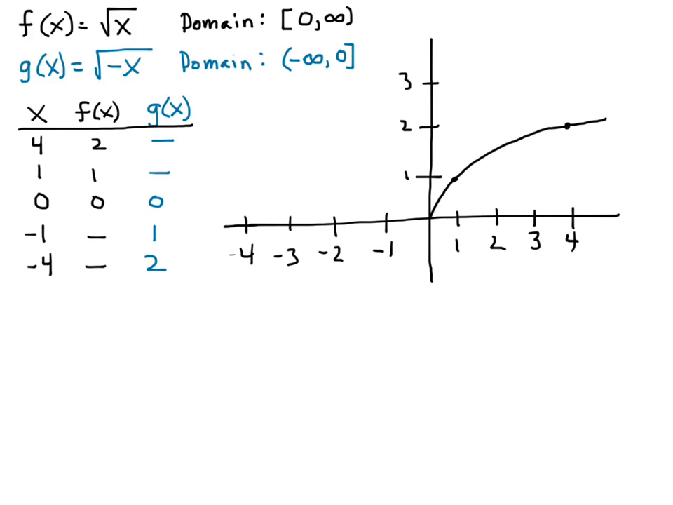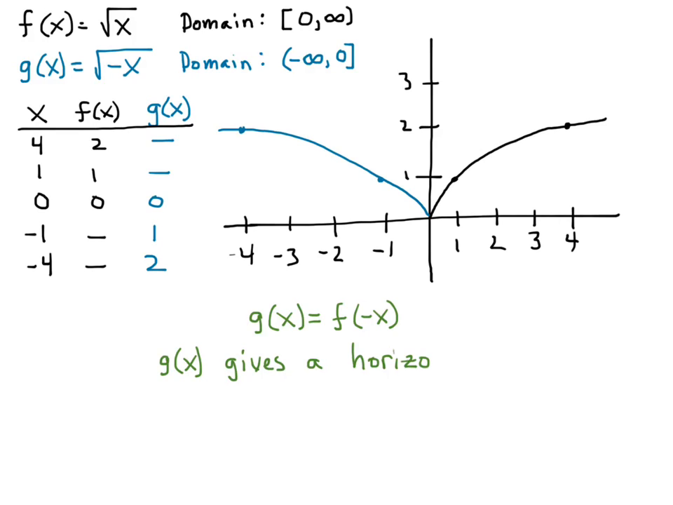you'll see that this is my original function, and you see the domain is 0 or more. The reflection is going to be about the y-axis, and since I'm changing values on the x-axis, I have to pay attention to the domain, and so my domain now is going to be all negative numbers. So here's my rule. If g of x equals f at -x, g at x gives a horizontal reflection, so it's about the y-axis of that.